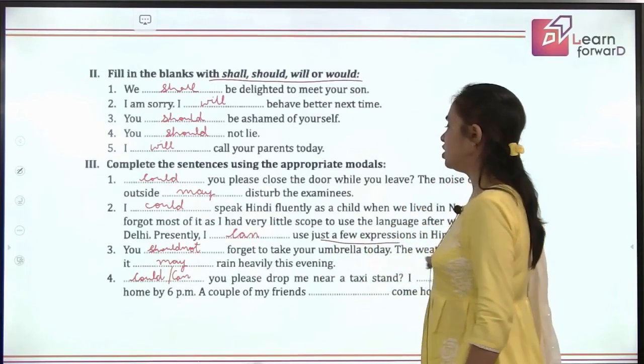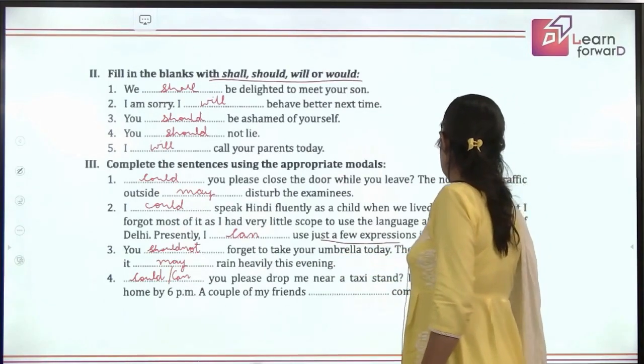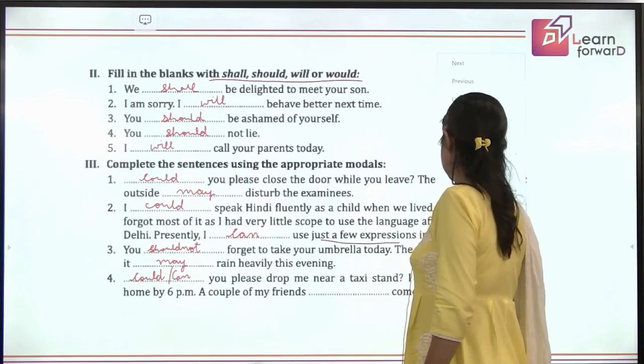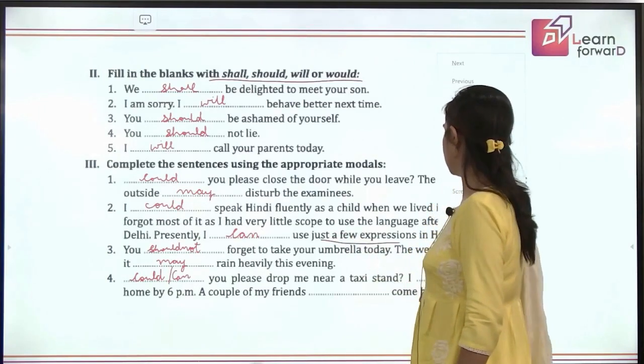Dash I reach home by 6 p.m. I would. Could you please drop me near a taxi stand?